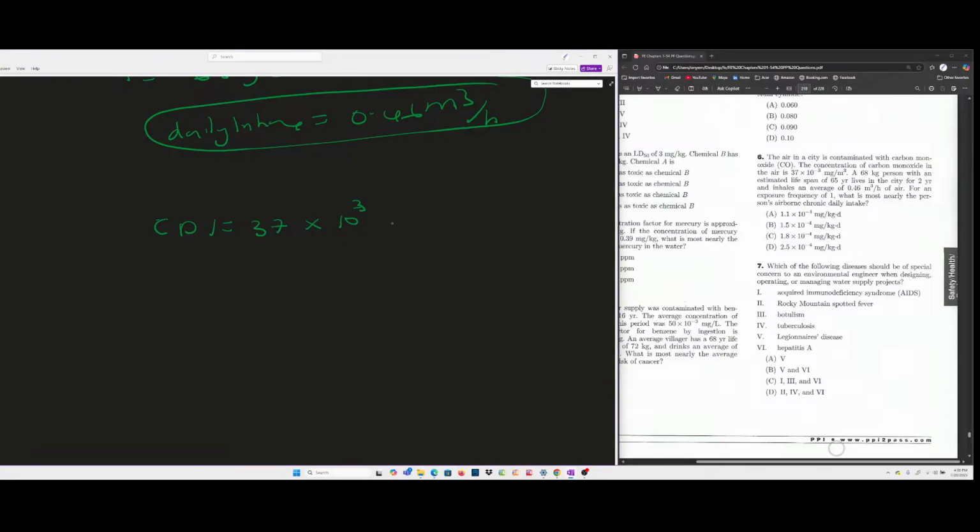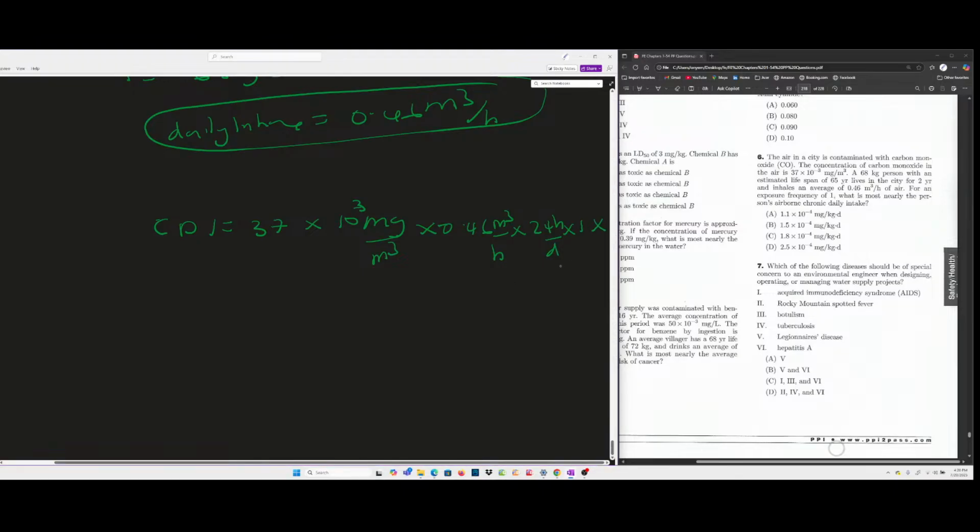I need to put in the unit. Milligrams per meter cube multiplied by 0.46 meter cube per hour multiplied by 24 hours per day multiplied by 1 multiplied by 2 years, divided by 68 kilograms multiplied by 65 years.